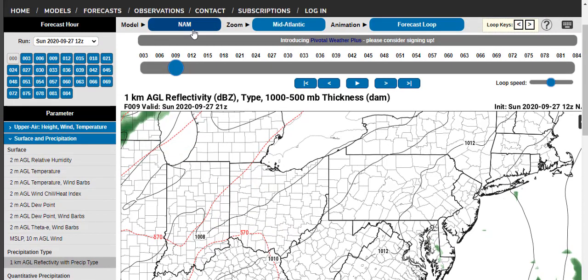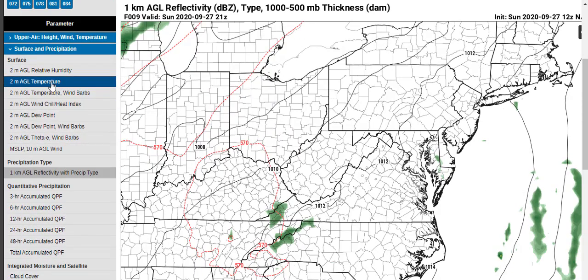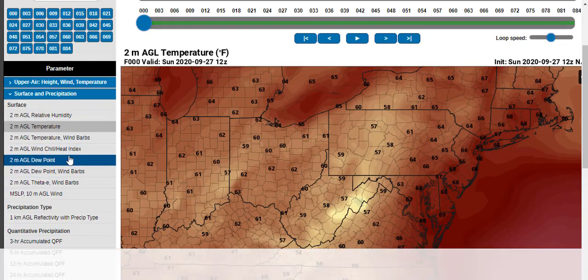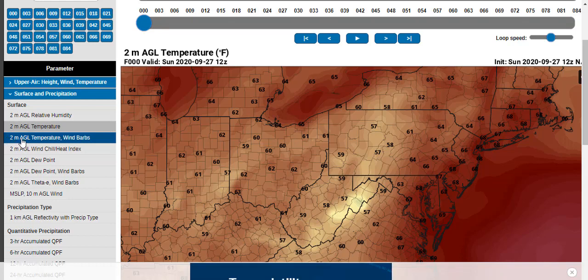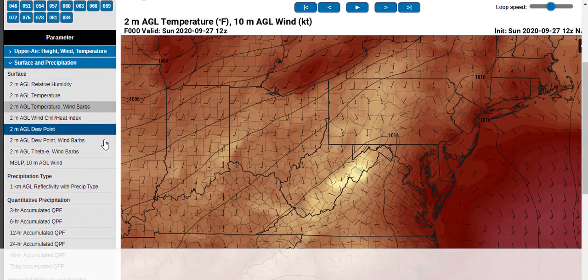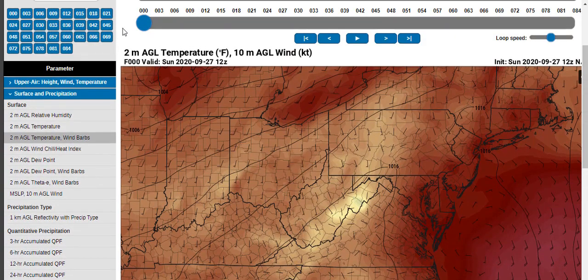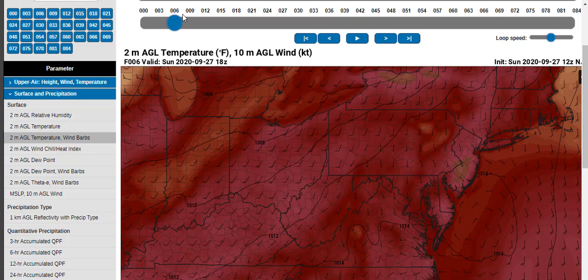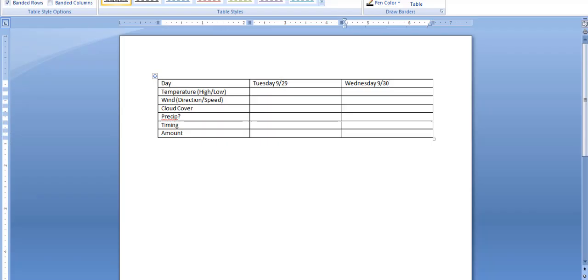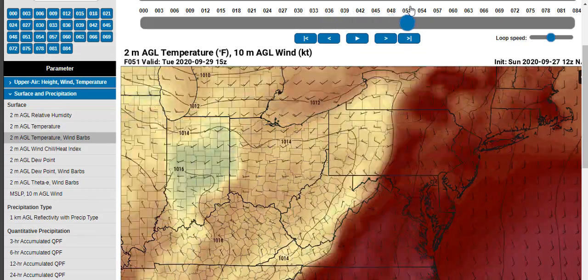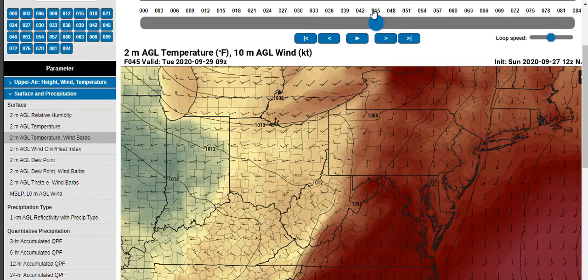So right now I'm just on the basic NAM. Let's do temperatures here. And actually, let's kill two birds with one stone. Let's do 2 meter AGL, above ground level, temperature and wind barbs. Let's rock with that for a second. What I'm going to do is move my slider. I'm going to make this forecast for Tuesday and Wednesday. So I'm going to move my mouse over. I'm just really concerned about Tuesday and Wednesday.